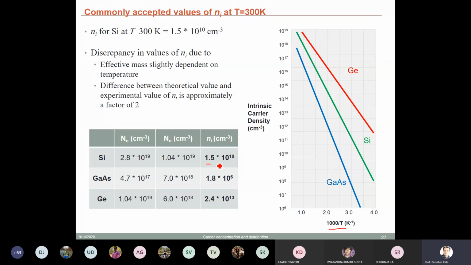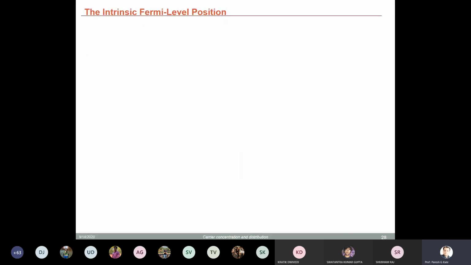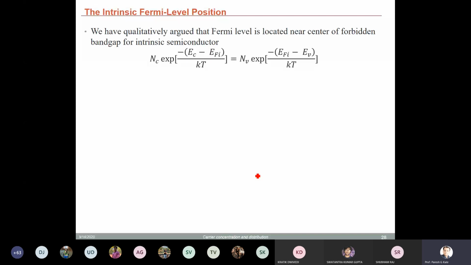So you can see this value of silicon, that is what you have to remember, that we will be using 1.5 × 10^10. Already we have used it probably in one or two examples. This is NC, this should be NV, and then this is NI. So NC, NV you can calculate whenever you want. So now let us talk about the EFI a bit more.